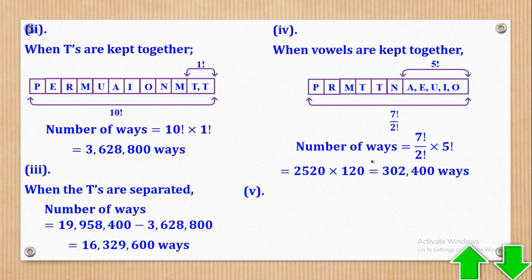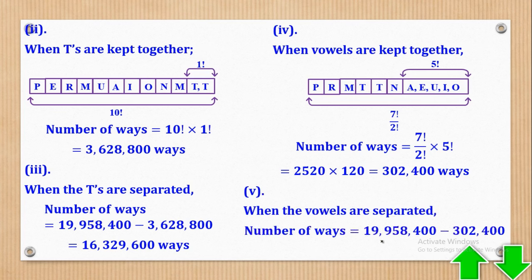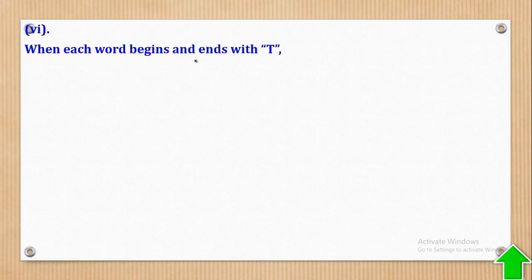That is Roman 4. What about Roman 5? When the vowels are separated, you have to remember mutually exclusive events. Therefore, the total number of ways is this, and when they are kept together is that. So when I subtract the 2, I'll come up with this as the required answer. Then Roman 6 is when each word begins and ends with T. So there I need an illustration.